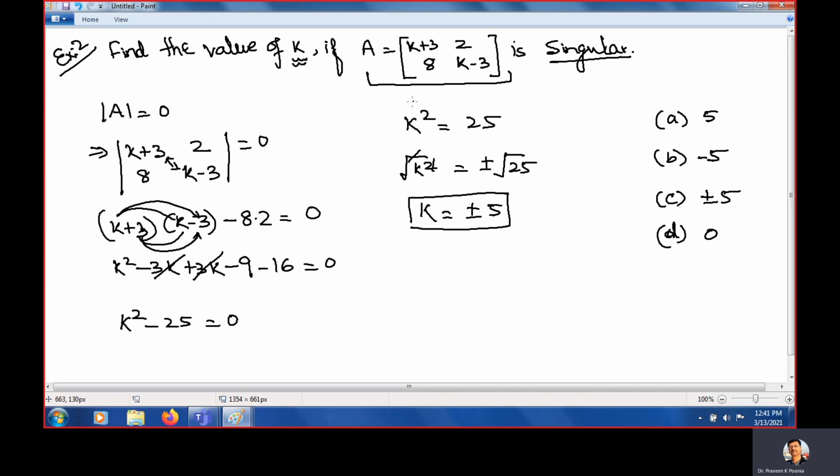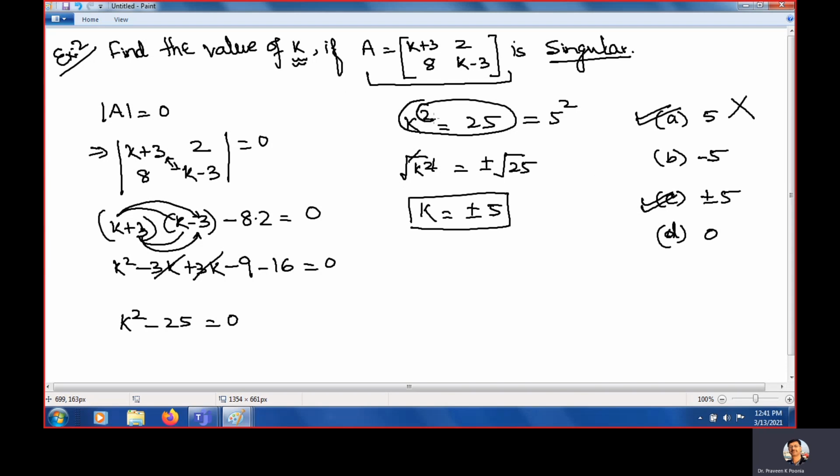Clear? Some students, given k square is equal to 25, what will they write? They will write 5 power 2 and k is equal to 5. They will pick this as the correct solution, although this solution is wrong. What is the correct solution? The correct solution is plus minus 5.